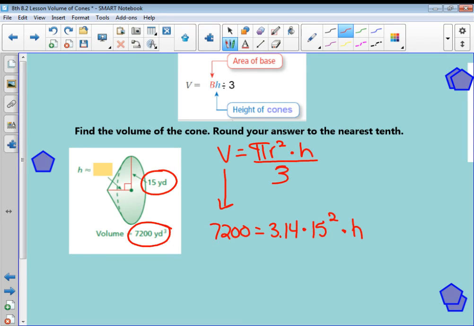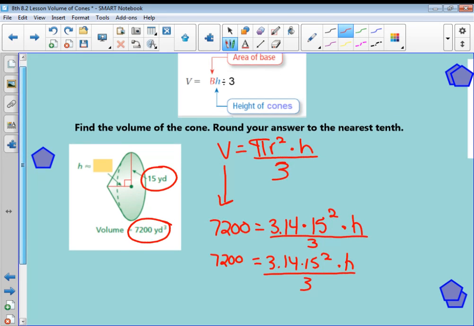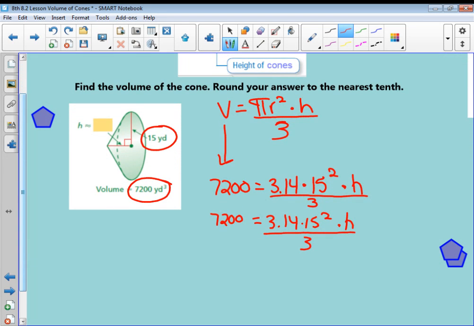Okay, so now we're going to go through and simplify. So I still have 7,200 on this side, and then we have to remember that this has to divide by 3. Okay, equals 3.14 times 15 squared times our height divided by 3. Okay, so because that divided by 3 is sitting there on the bottom, we're going to go ahead and simplify what we can in the top, and then we'll divide that answer by 3.